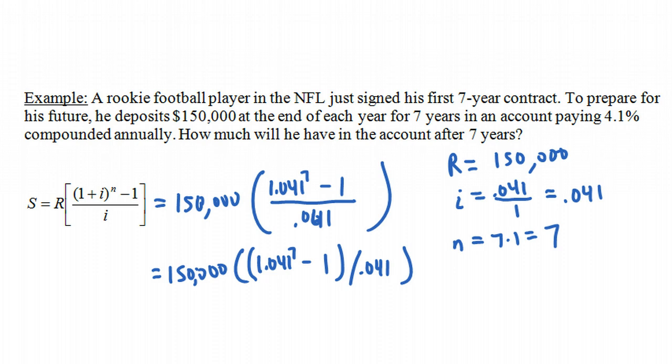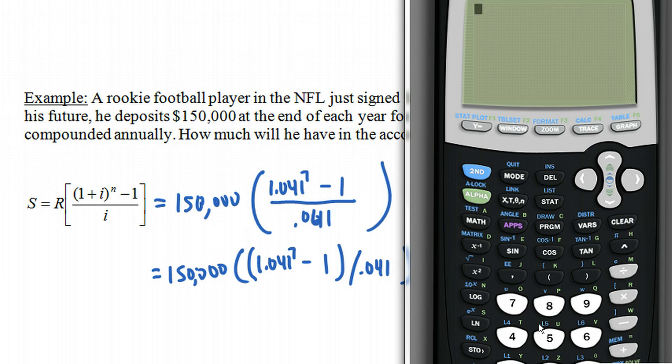Okay, so let's try this. Type this in our calculator here. So we have 150,000 times, double parentheses there, 1.041 raised to the 7th power. Make sure to get out of there and get the minus 1 down here, not in the exponent. Minus 1, and close one of the parentheses, divided by 0.041 and the other parenthesis, and hit enter.